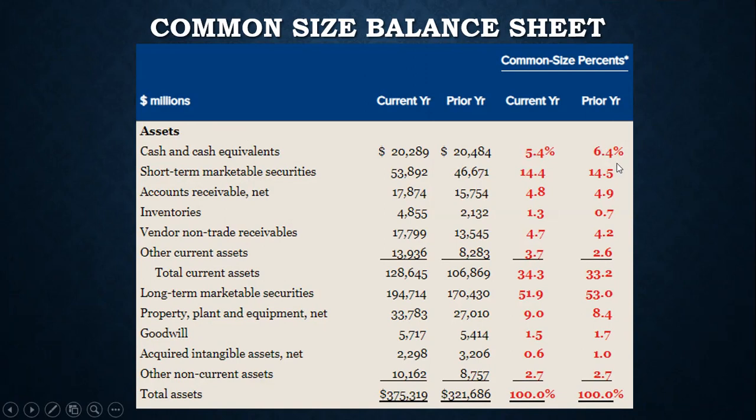Was that intentional? Why did that change? Looks like short term was about the same. Accounts receivable is about the same. Inventories went up a little bit. The other two are about the same. Do we see any big changes? Really, we don't see any major changes here. And ultimately, you always want to make sure if you add up all your percentages that it does total 100%.